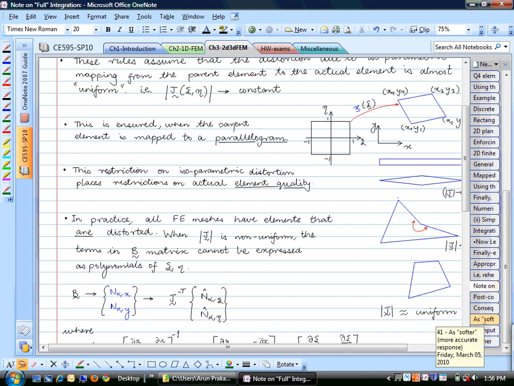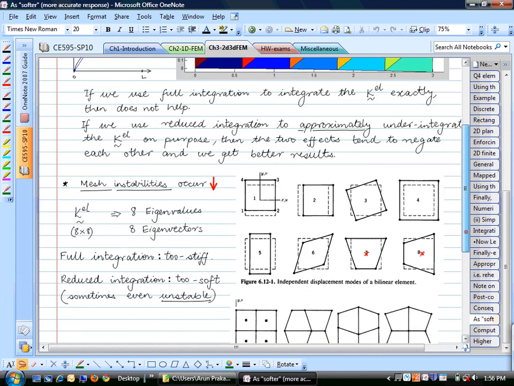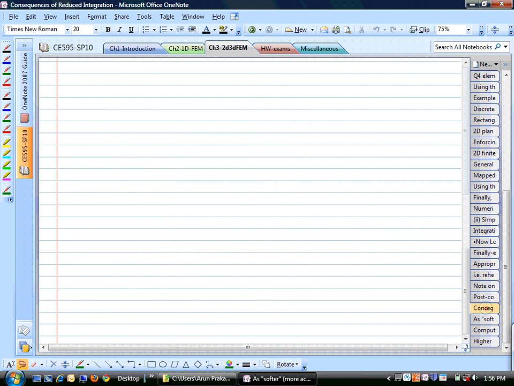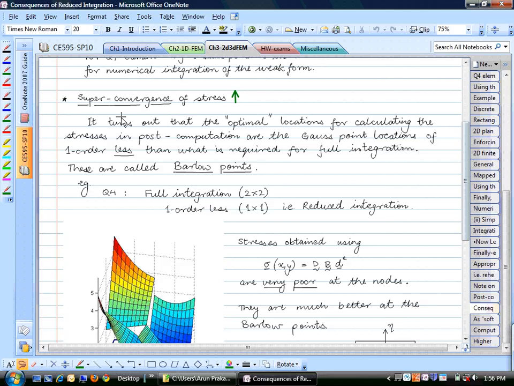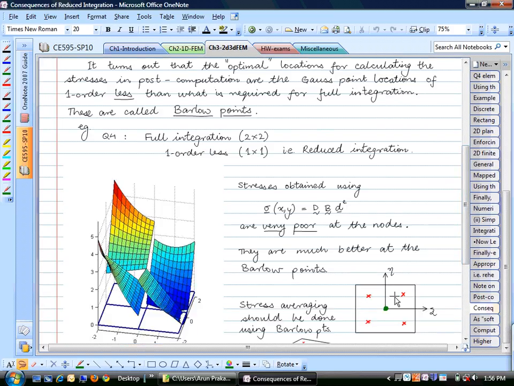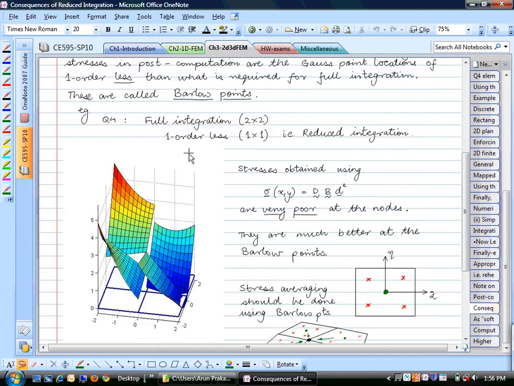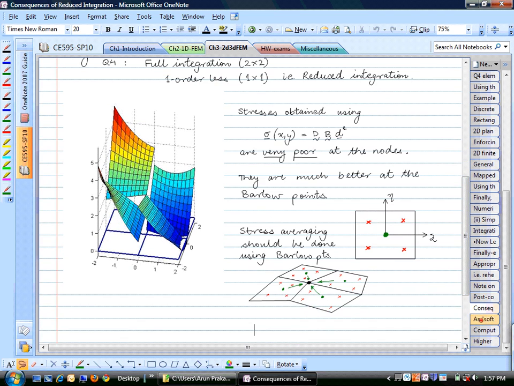all right. So last time we also took a look at these consequences. One of the first consequences of reduced integration we saw was that it will increase your computation speed. And we also saw that it will lead to superconvergence if you calculate your stresses at what are called Barlow points. Barlow points are one order less than your full integration rule. So you calculate your stresses at the midpoints of these elements and average them out. That will lead to superconvergence.